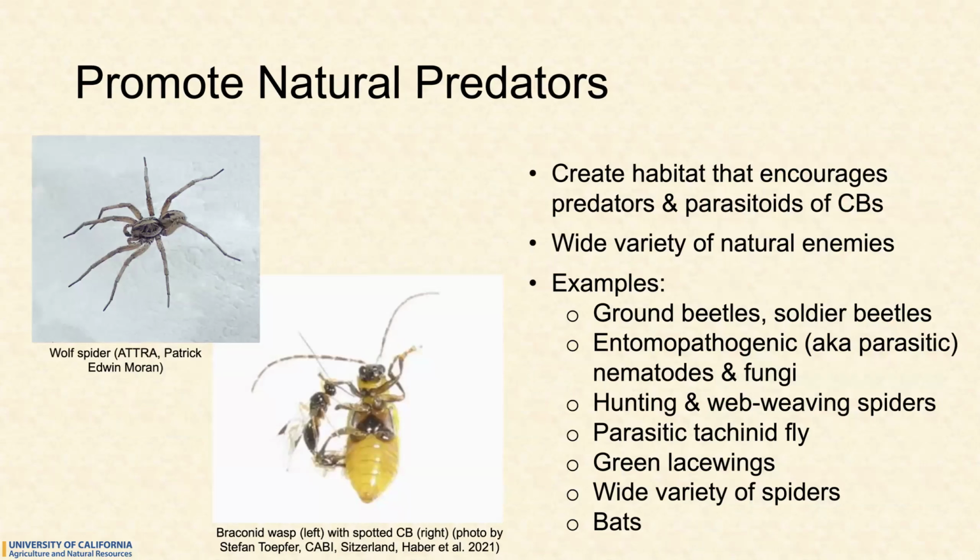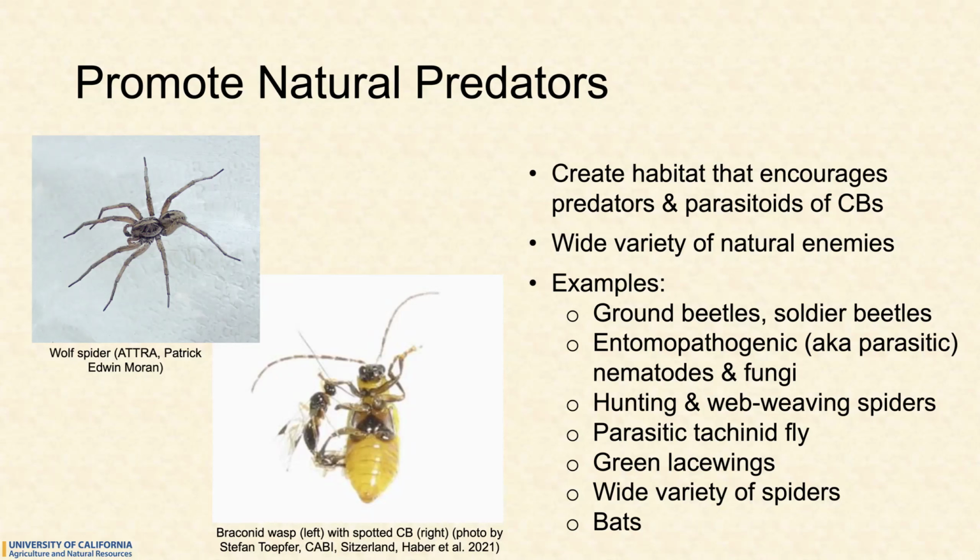So this topic has come up a lot. I got a lot of questions about natural predators of cucumber beetles. There are actually a lot of different natural enemies, a wide variety for cucumber beetles. You can create habitat that encourages predators and parasitoids of cucumber beetles on your farm. I think this is just a great thing to do in general for a lot of reasons, whether it's hedgerows, insectaries, that kind of thing.